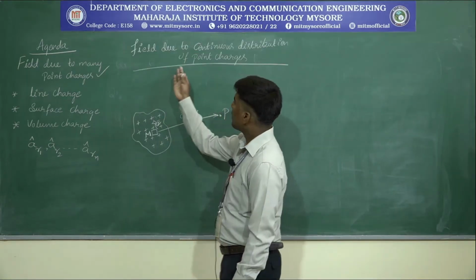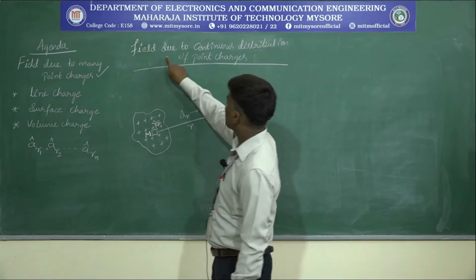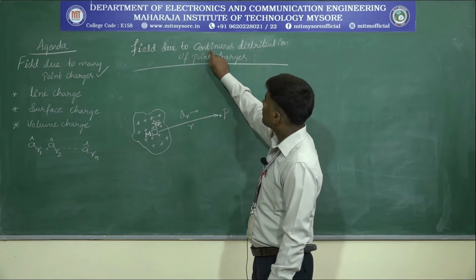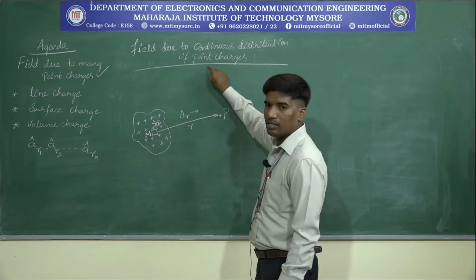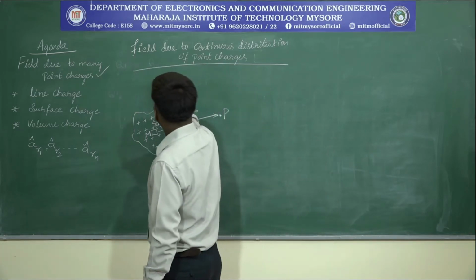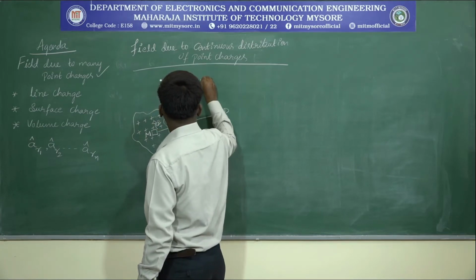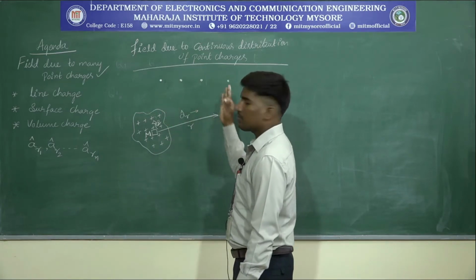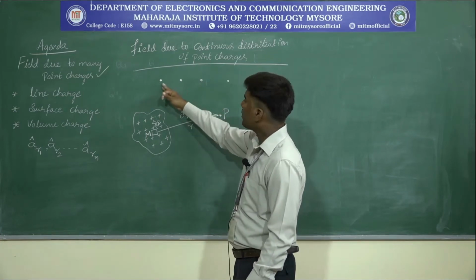Moving on to the next topic in the same category, field due to many point charges. So the next topic is field due to continuous distribution of point charges. Why does the name continuous come here? Let us understand what we mean by continuous distribution of point charges, then go for the mathematical derivation of this. These are the point charges which are arranged in this fashion. How do you call this arrangement? This is called discrete point charges, right? So the arrangement is discrete.